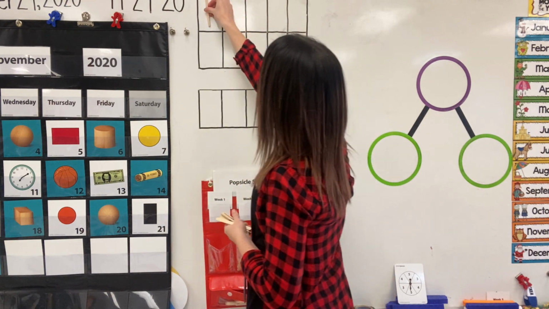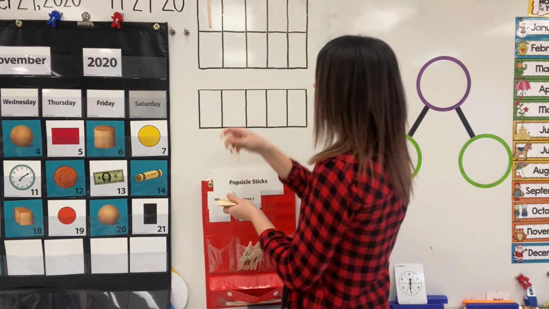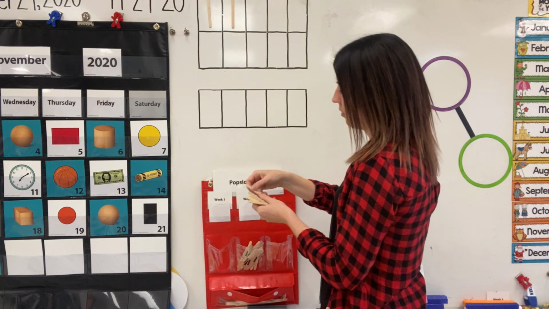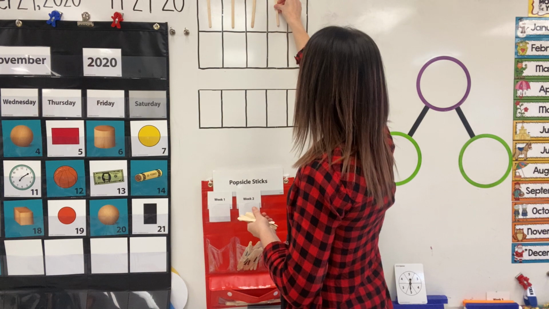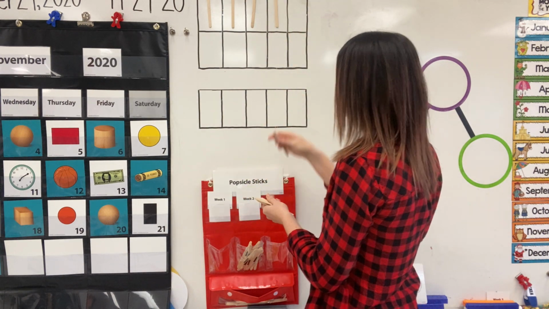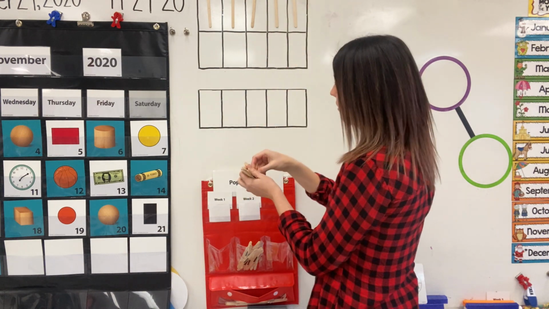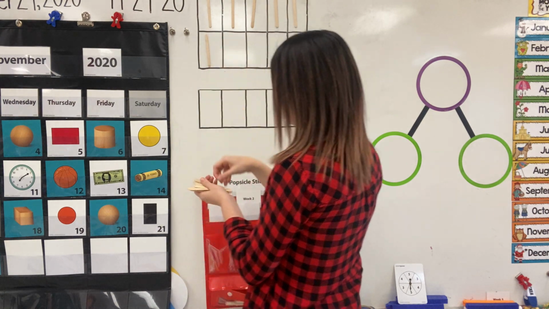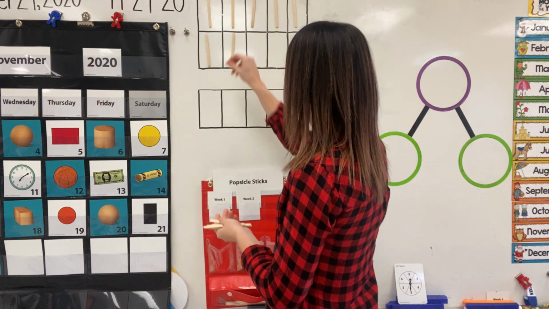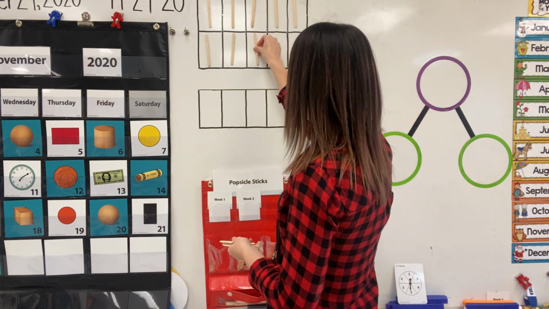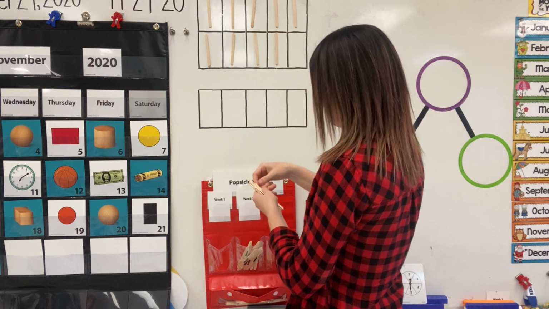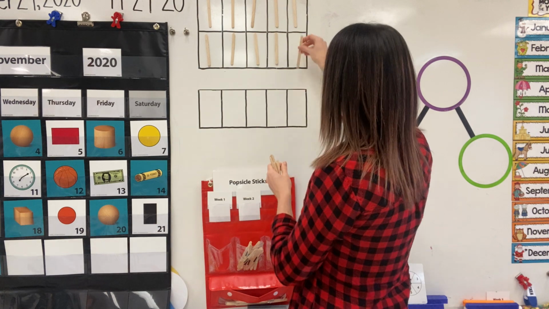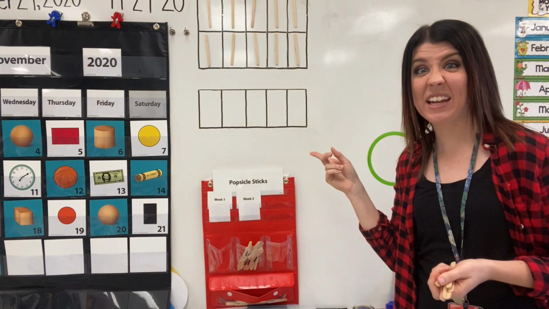So there's 1, 2, 3, 4, 5, 6, 7, 8, 9, 10. So we have 10 up there.